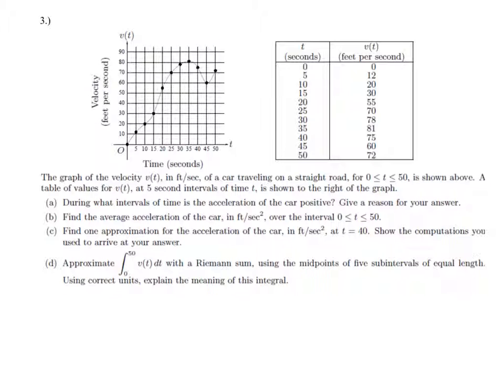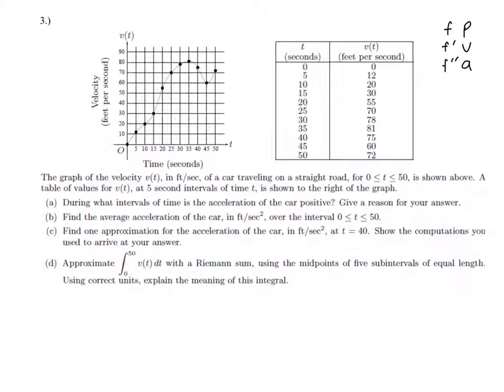Hey guys. So this third problem deals with position, velocity, and acceleration, and we're looking at a velocity curve. It may be helpful to remember that we have position, velocity, and acceleration, where position is our function, velocity is the derivative of position, and acceleration is the derivative of velocity. And so, during what time intervals is the acceleration of the car positive?